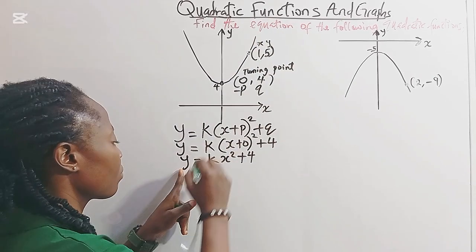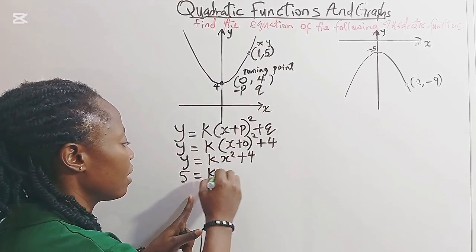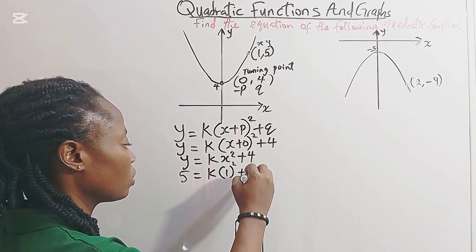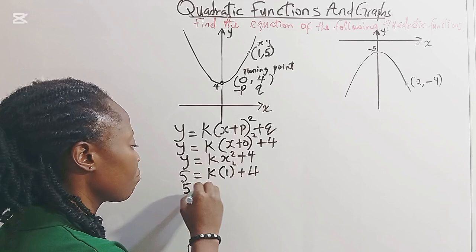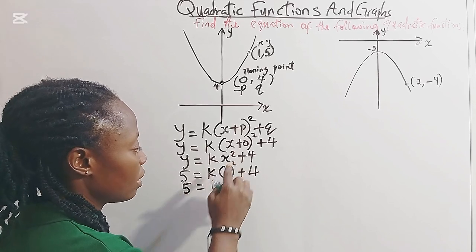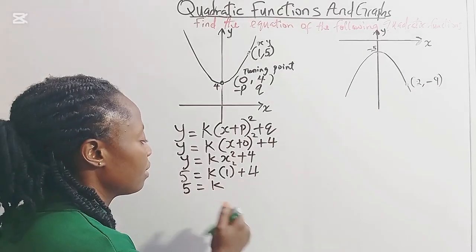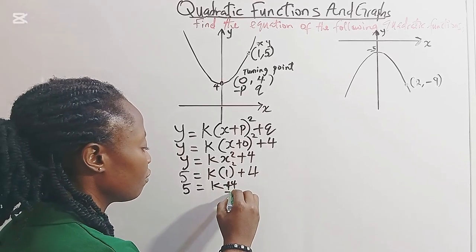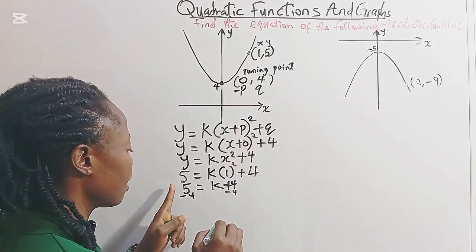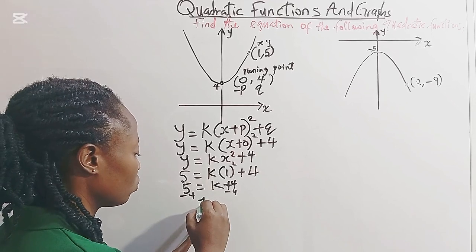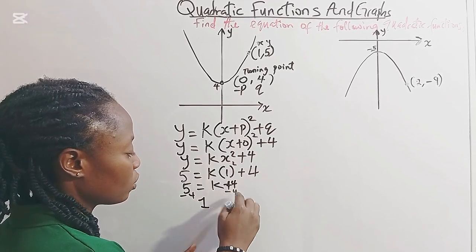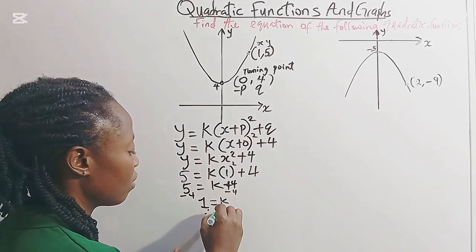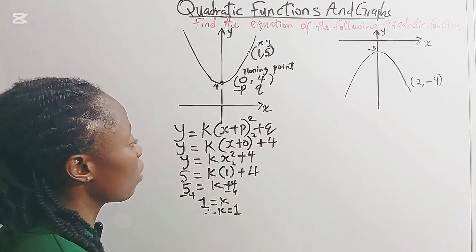So y, which is 5, equals k, open the bracket, our x is what? 1 squared plus 4. So we have y equals k, 1 squared is 1, 1 times k is k, plus 4. So here I'm subtracting 4 from both sides. 5 minus 4 is 1. Plus 4 minus 4, that is 0. So here we have k remaining. Therefore, our k equals 1.